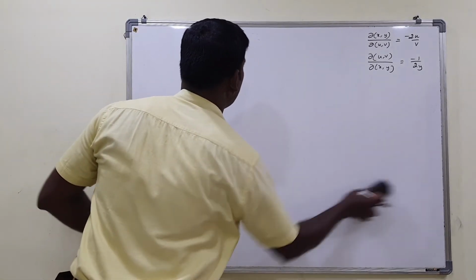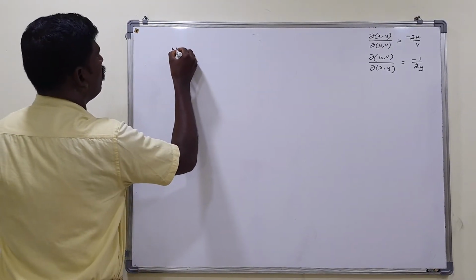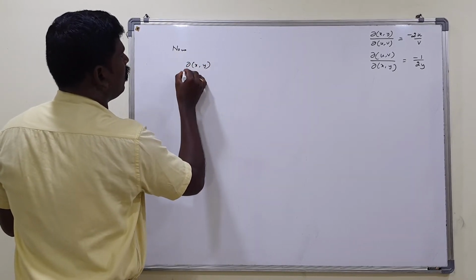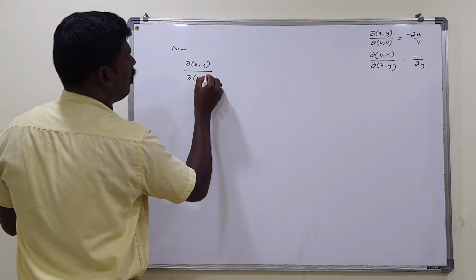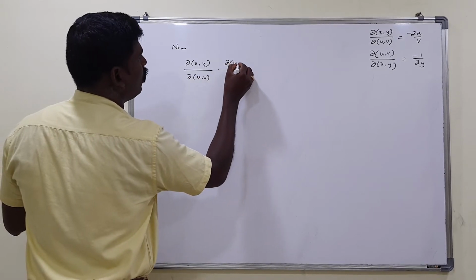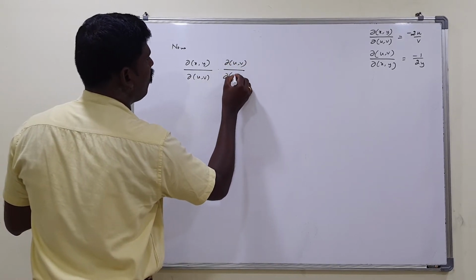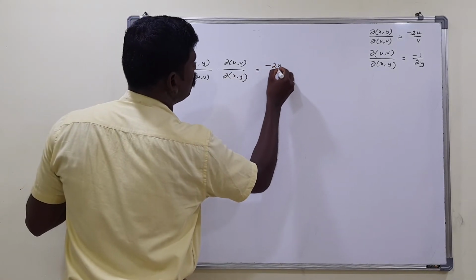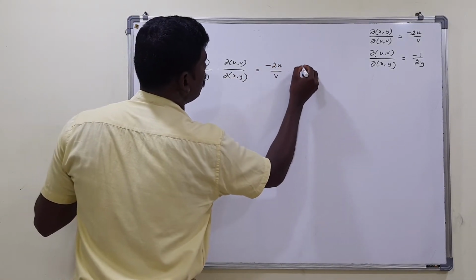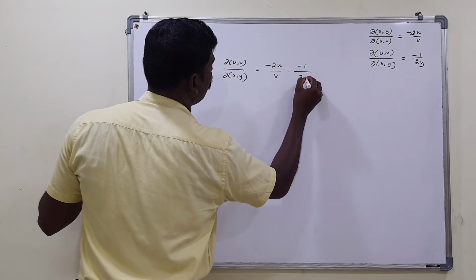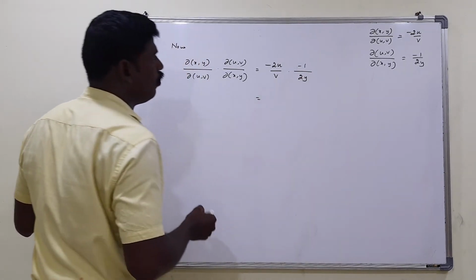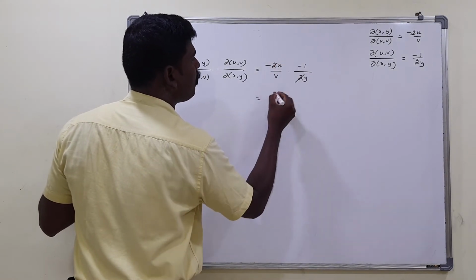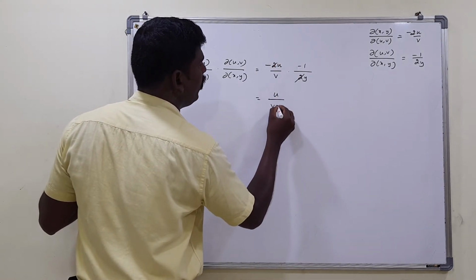Right. Now I am going to take the product between the two, right? ∂(u,v)/∂(x,y) into ∂(x,y)... equals -2u/v into -1/2y, isn't it? Okay. Now we can strike out that 2 with 2, minus into minus plus. So what will we get? u/vy.